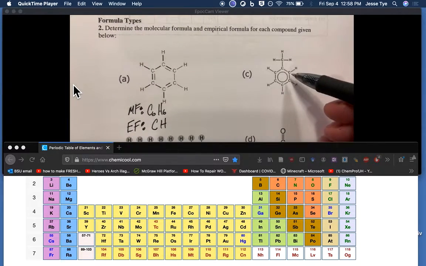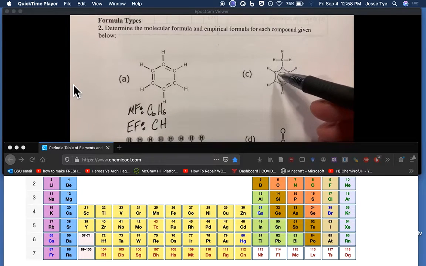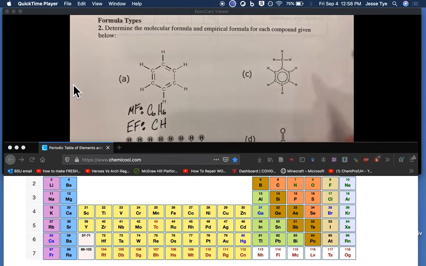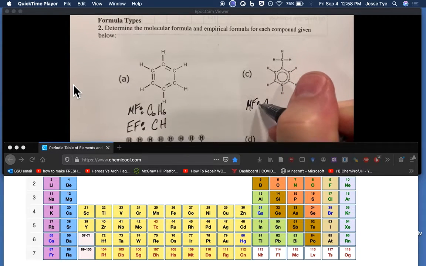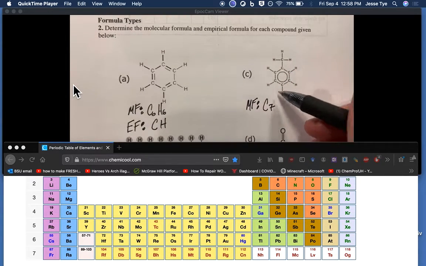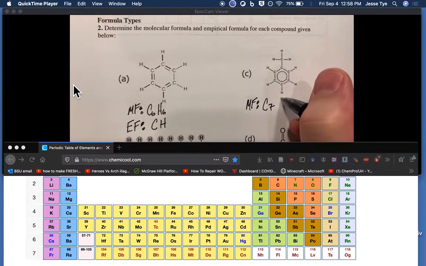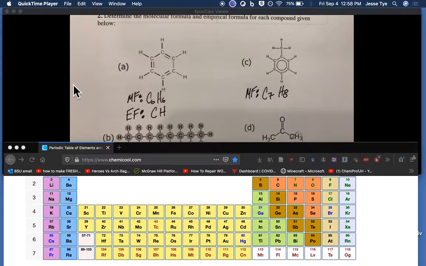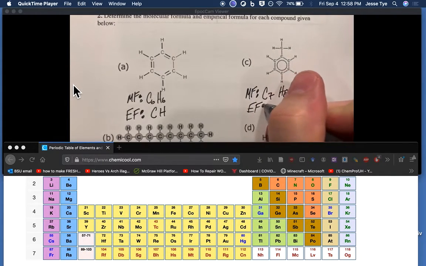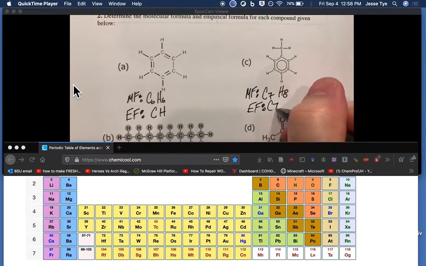All right, just have to count carefully here. 1, 2, 3, 4, 5, 6 from the ring, and then one up here. So this one is C7. 1, 2, 3, 4, 5, 6, 7, 8: H8 from my molecular formula. In this case, there's no common factor that I can divide both of these by to simplify this. So in that case, the empirical formula is the same as the molecular formula if it cannot be simplified.